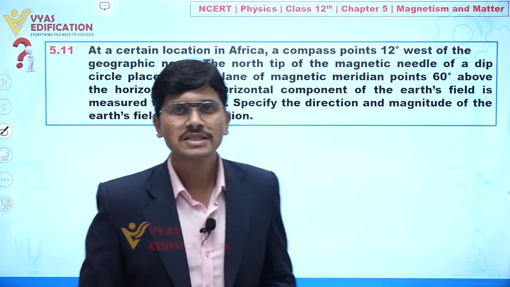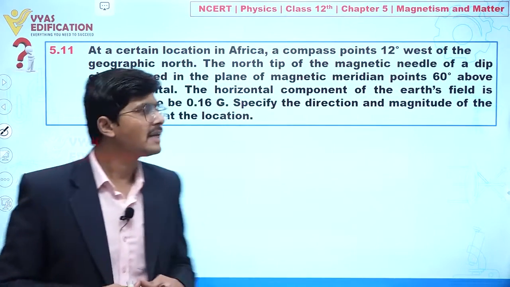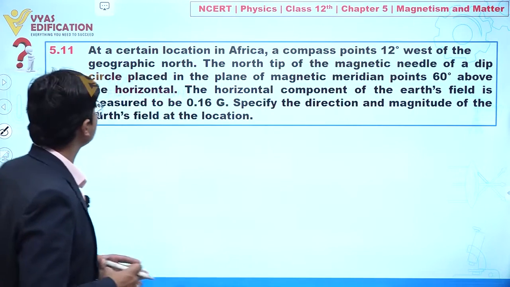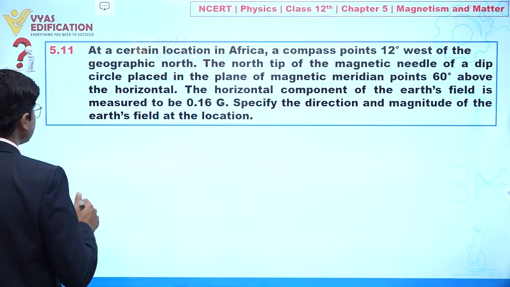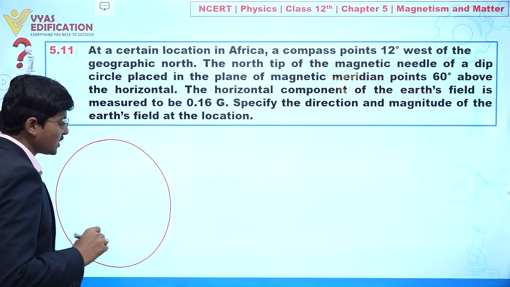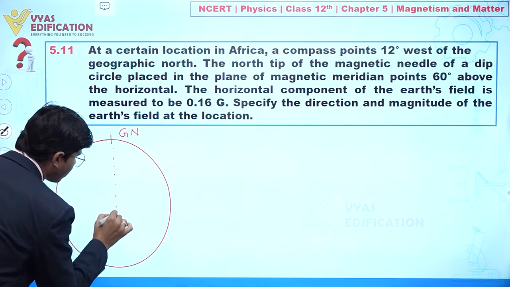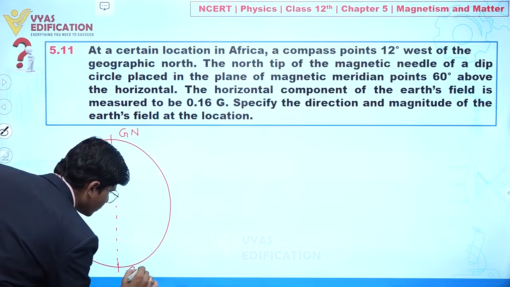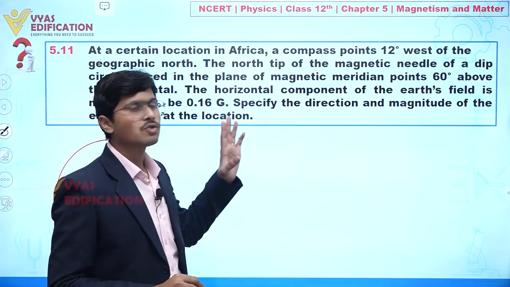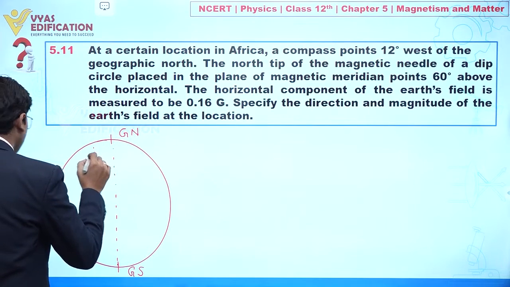Now students, we are going to discuss question number 5.11. In this question it is given to you, at a certain location in Africa, a compass points 12 degrees west of geographic north. So let's suppose I am drawing here, this is earth. I am saying this is geographical north and this is geographical south. It is given in this question that a compass points 12 degrees west of geographic north.